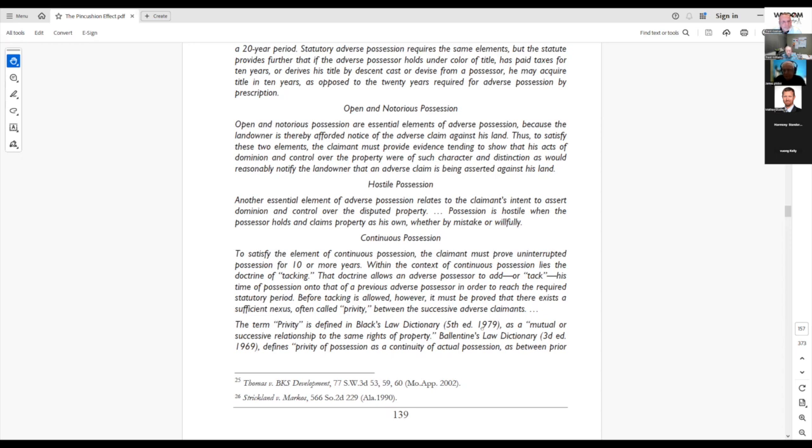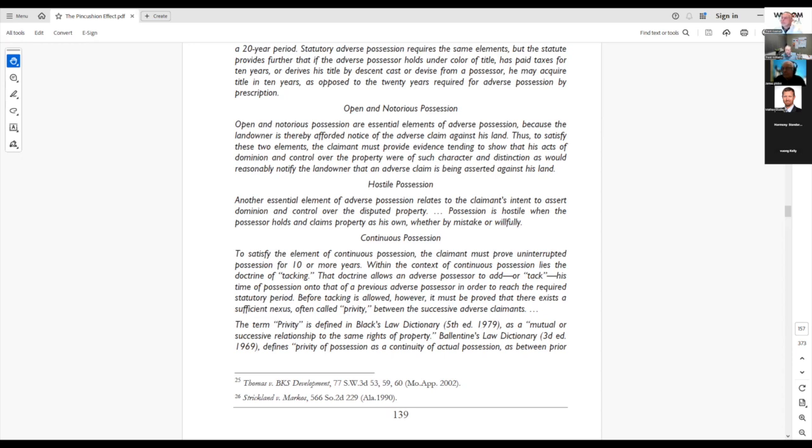The next one is hostile possession. Another essential element of adverse possession relates to the claimant's intent to assert dominion and control over the disputed property. Possession is hostile when the possessor holds and claims property as his own, whether by mistake or willfully. There's kind of a distinction there in my mind. The mistake portion of that tends to lead me down an acquiescence path, right? I just didn't know, but in light of everything, right?